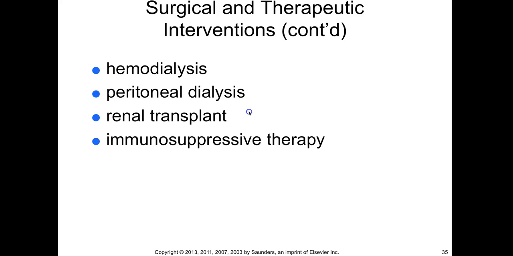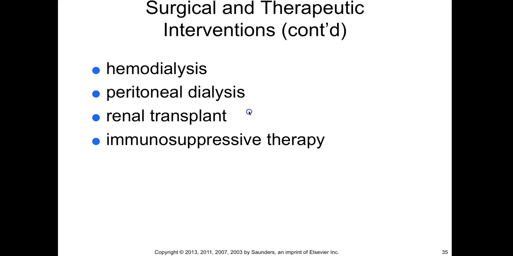Peritoneal dialysis is an alternative to hemodialysis, and this is where we use a solution that is introduced into and removed from the peritoneal cavity. Remember that the peritoneum is going to line our abdominal cavity. A renal transplant means that we have a donation of a kidney from a suitable donor to another person.